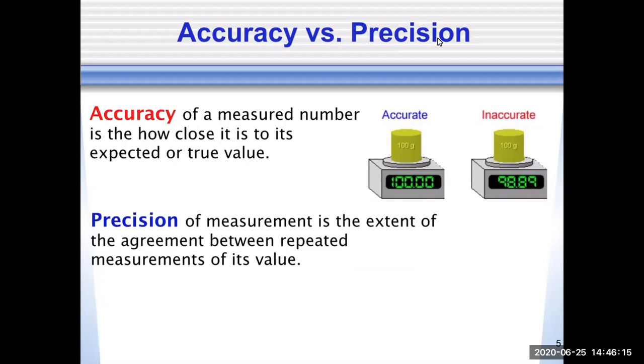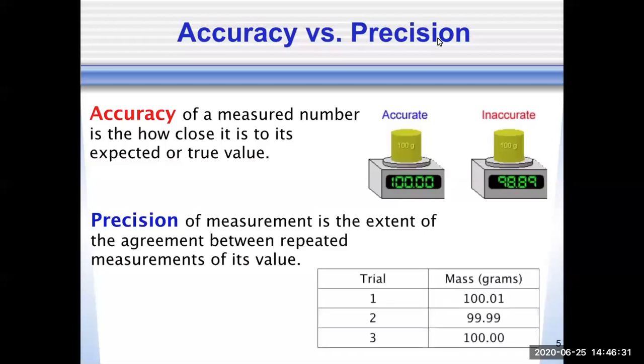The precision of a measurement is the extent of the agreement between repeated measurements of its value. So normally in the lab, you will repeat your measurements to make sure that you have the right reading. Here's an example of a measurement that was done 3 times, and the mass was recorded here, 1, 2, and 3. We can see that they're all very close to each other. So we would say that these measurements are precise.